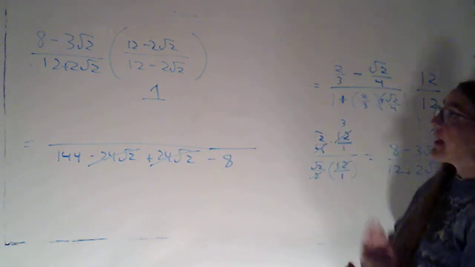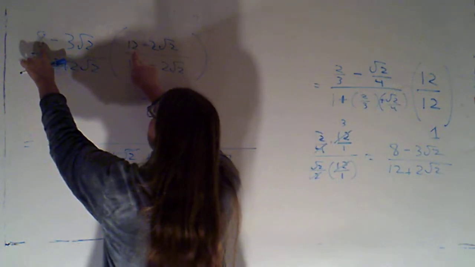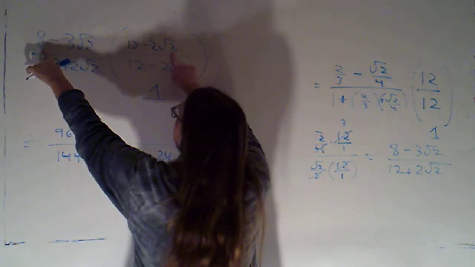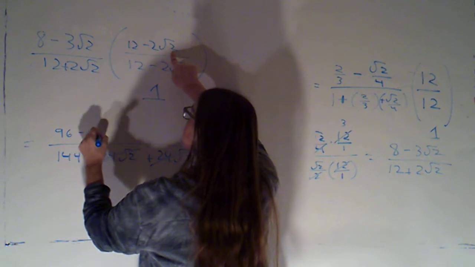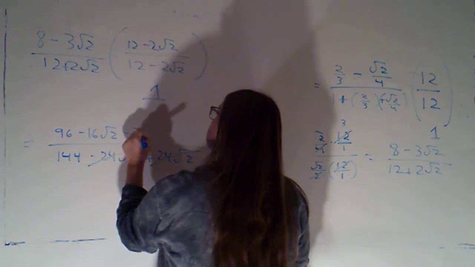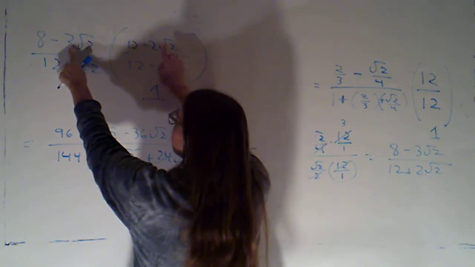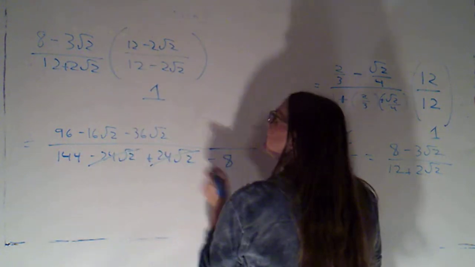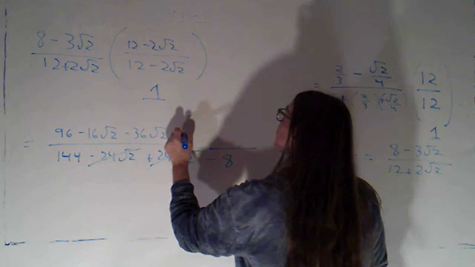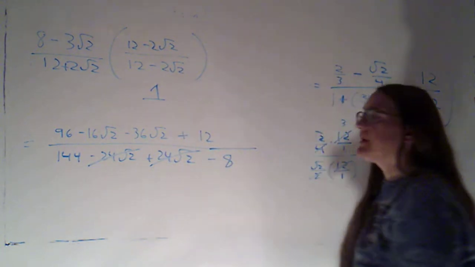Now I've got to FOIL out the top as well. So first term's 12 times 8. That's going to give me a 96. This is going to give me minus 16 root 2. This is going to give me minus 36 root 2. And then last terms, minus times minus is plus. 3 times 2 is 6. Root 2 times root 2 is 2. So it becomes plus 6 times 2, which would be 12.